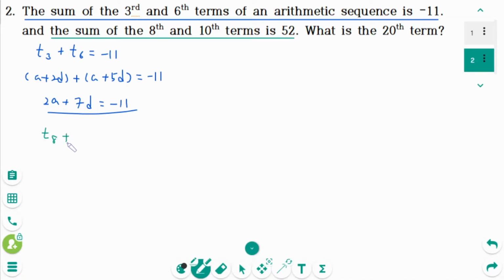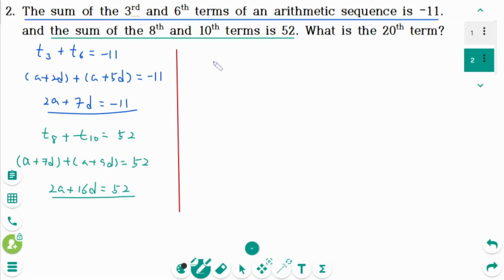Term 8 plus term 10 equals 52. So A plus 7D plus A plus 9D equals 52. Then 2A plus 16D equals 52. Then solve this system: 2A plus 7D equals minus 11, and 2A plus 16D equals 52.